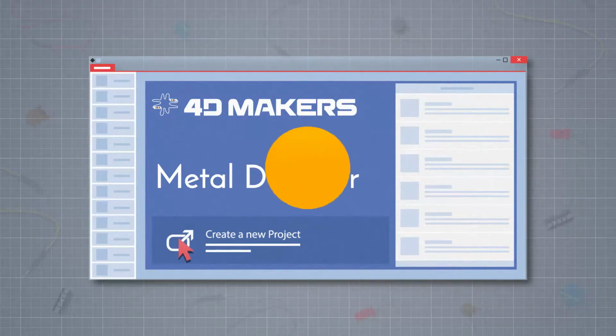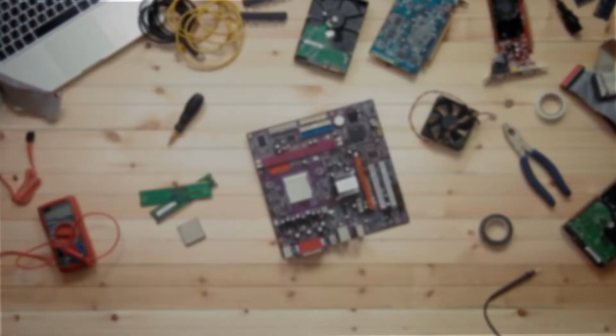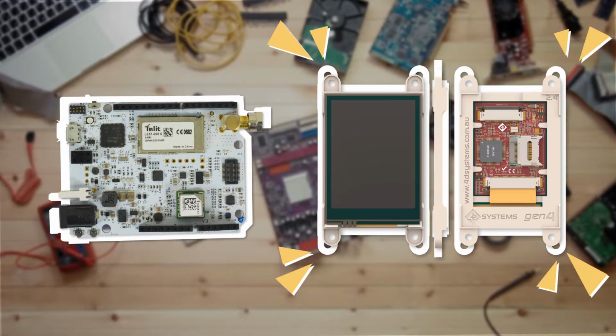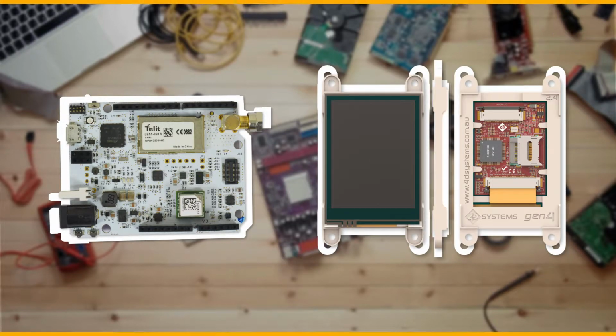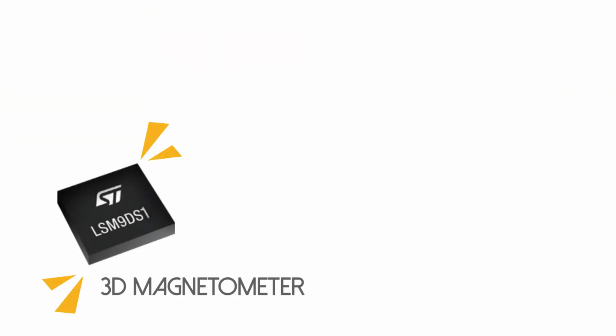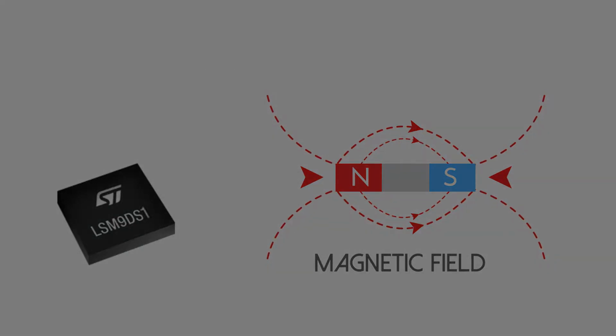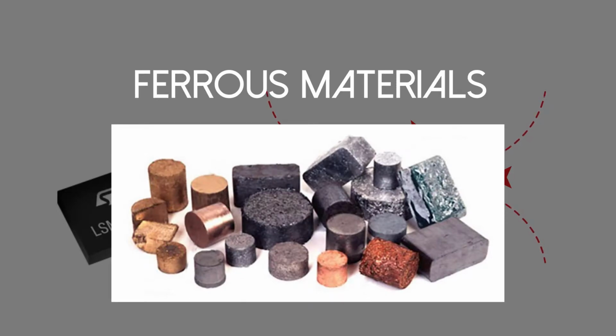In this video, we will build a simple metal detector project using the SmartEverything Development Board combined with the Gen4 HMI display. This metal detector uses the onboard 3D magnetometer to detect disturbances in the magnetic field. Theoretically, magnetometers can only detect ferrous materials. The smaller the iron content of an object, the less strength it detects.